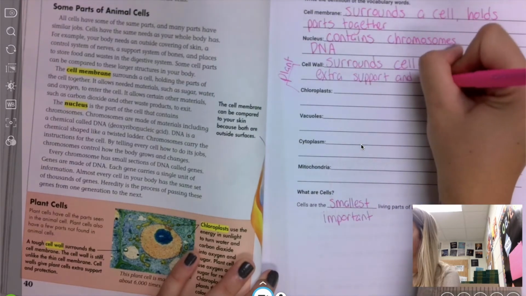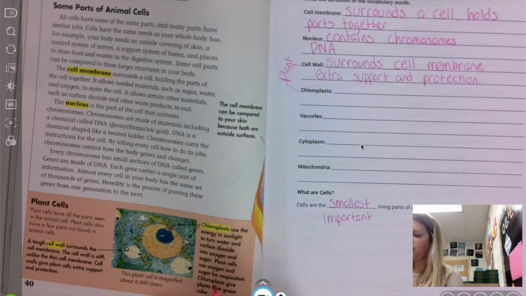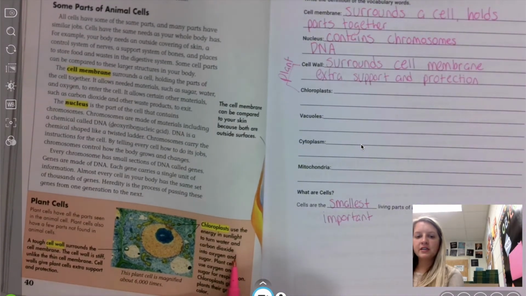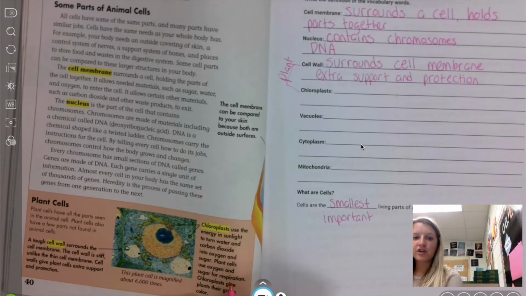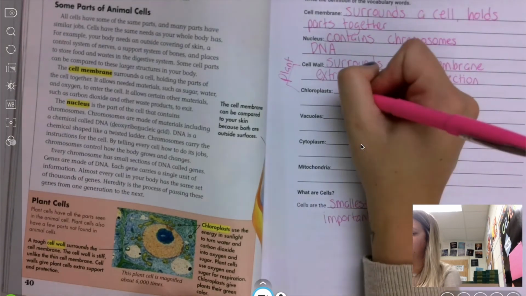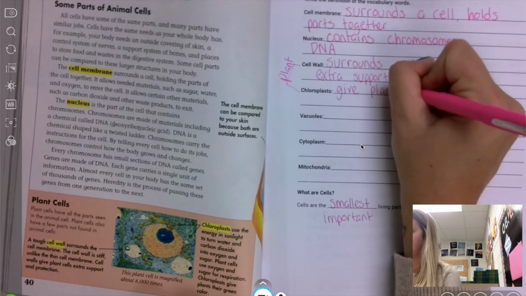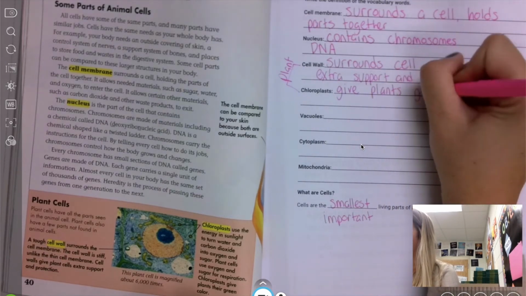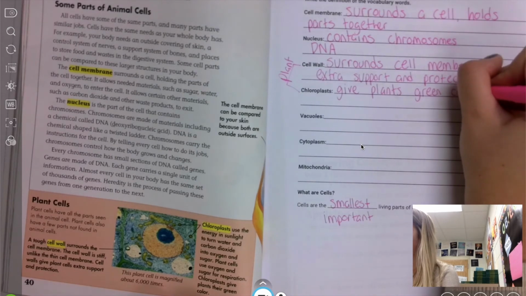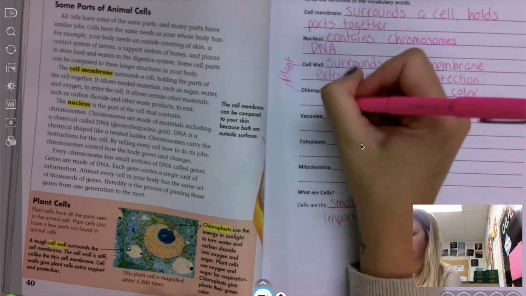And then reading about chloroplasts. Chloroplasts use energy and sunlight to turn water and carbon dioxide into oxygen and sugar. Plant cells use oxygen and sugar for respiration. Chloroplasts give plants their green color. So that's something I'm going to write down: give plants green color. And then they also help make sugar.